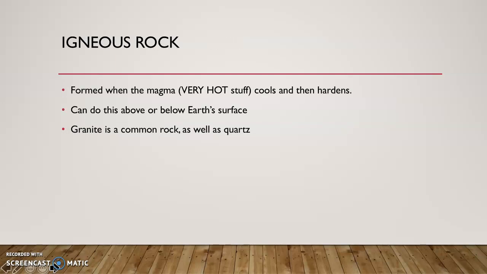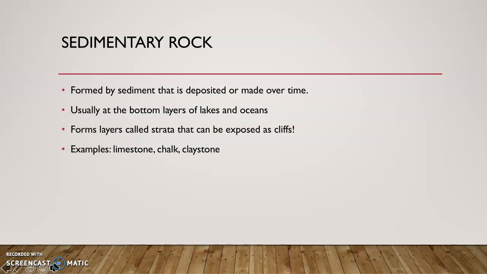First, we're going to talk about igneous rocks, and these are formed when magma, which is a very hot stuff, the big red stuff that comes out of volcanoes, cools and then hardens. This can be above or below Earth's surface, and granite is a common rock as well as quartz when it comes to igneous rocks.